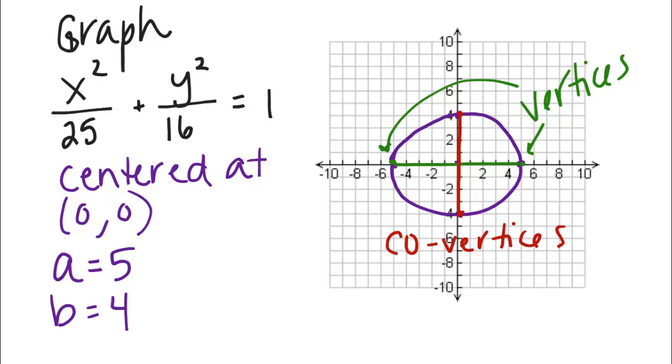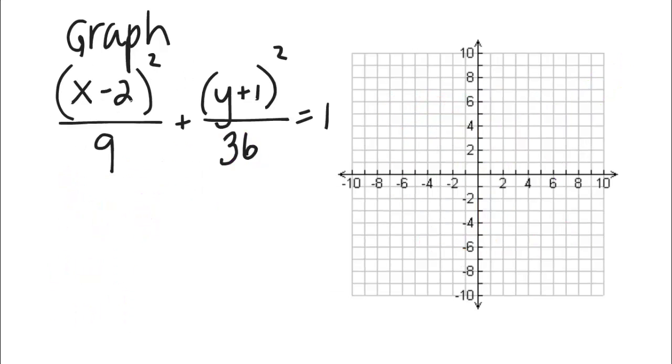So we have a vertex, a co-vertex, and then another of each. So it just depends which axis is longer. That'll tell us whichever one is the major axis. And then from there we can see which are the vertices and which are the co-vertices. Let's do another graphing example.